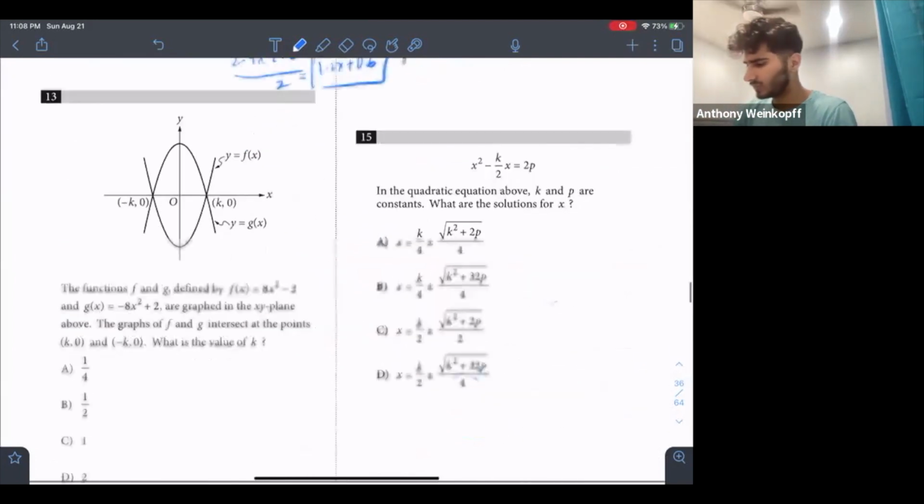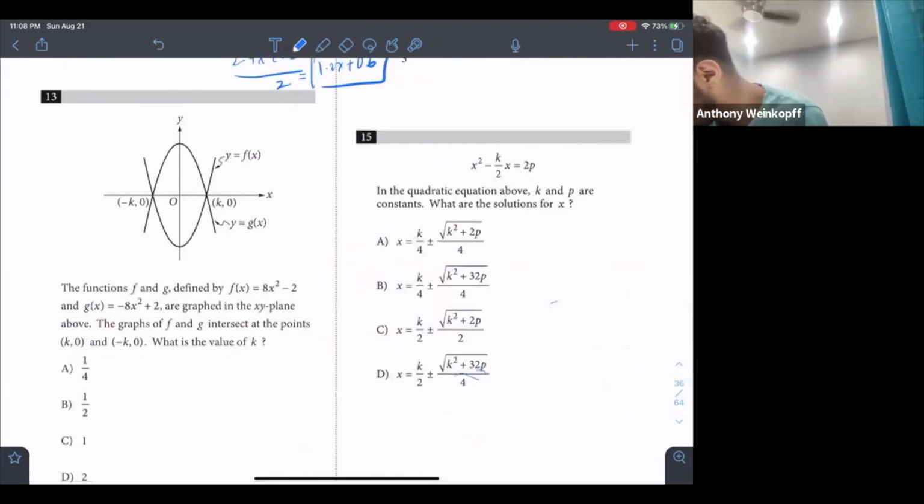13. The functions f and g, defined by f of x is 8x squared minus 2, and g of x is negative 8x squared plus 2, are graphed in the xy plane above. The graphs of f and g intersect at the points k comma 0 and negative k comma 0. What is the value of k?